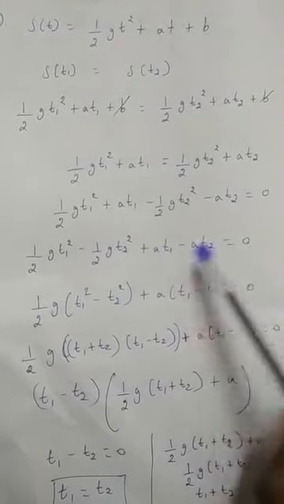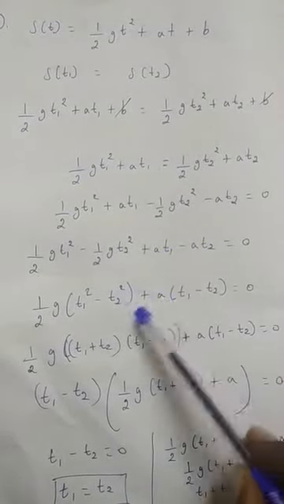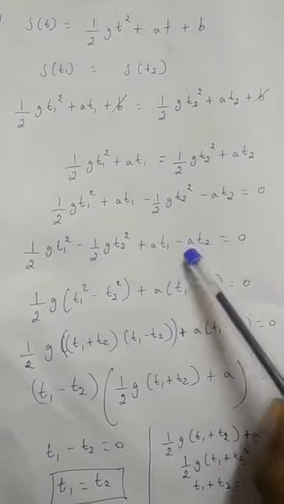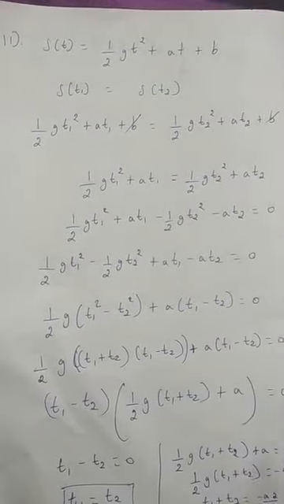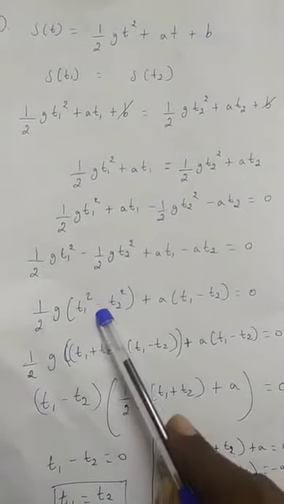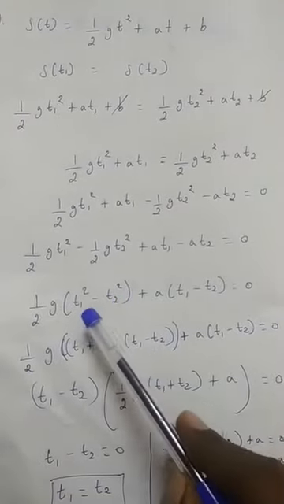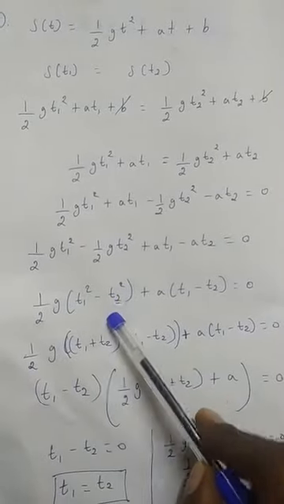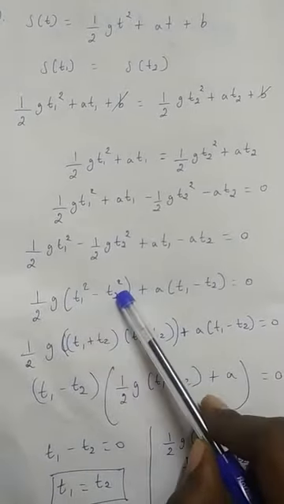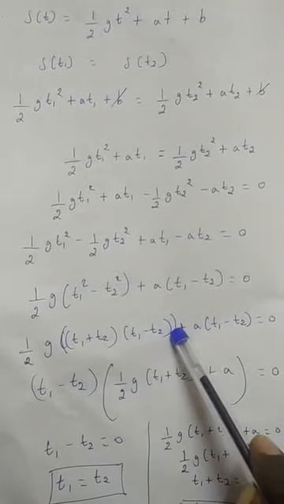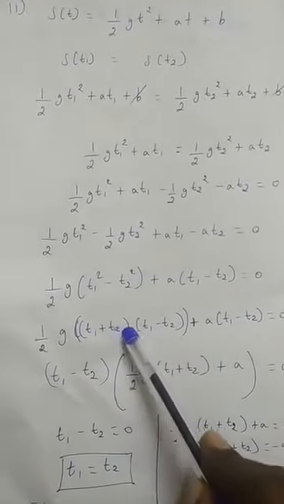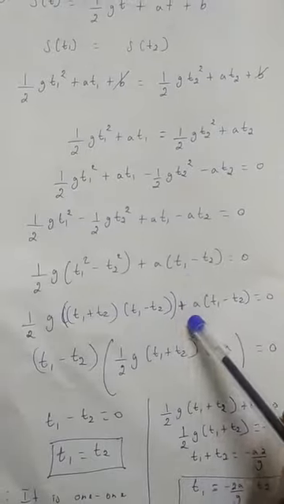The same way in these two terms, I am going to take a commonly outside. So what is the remaining? t1 minus t2 is equal to 0. So t1 square minus t2 square is in the form of a square minus b square. What is the formula for a square minus b square? a plus b into a minus b. Therefore, t1 plus t2 into t1 minus t2. The others are the same.